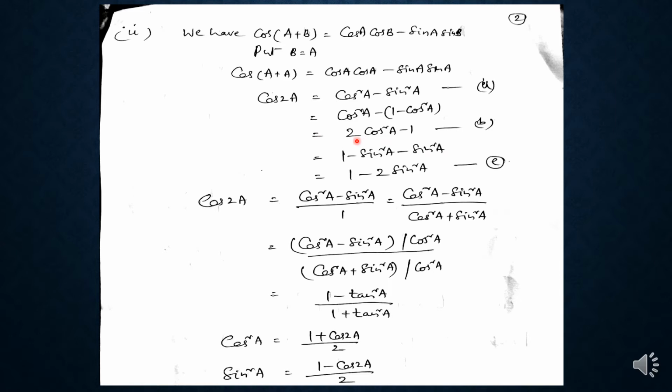And in terms of cos, that is 2 cos square A minus 1. In terms of sin, that is 1 minus 2 sin square A. And cos 2A in terms of tan, that is 1 minus tan square A by 1 plus tan square A.